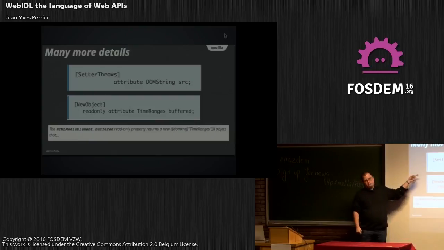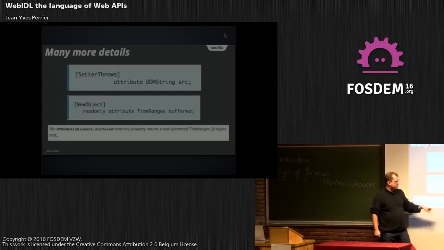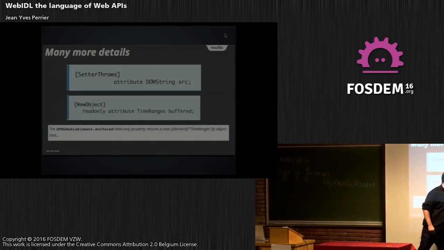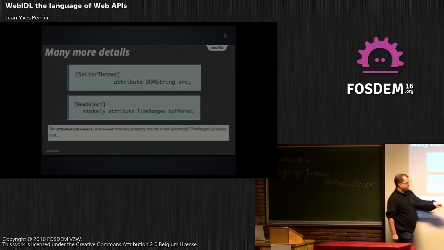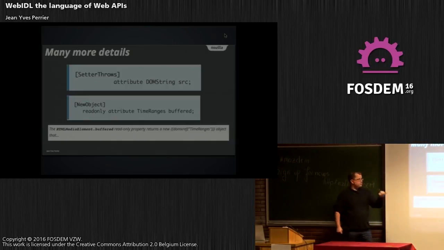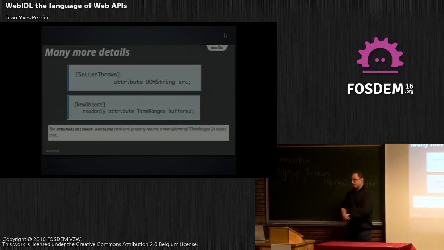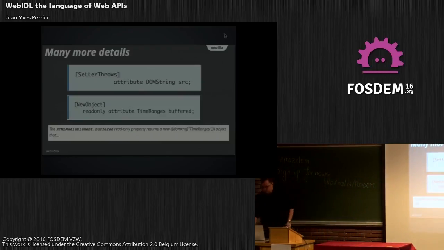And these kinds of things are really important for the people writing the documentation. I have here, with HTMLMediaElement buffered, that it's a read-only property, it returns a TimeRanges, and it's a new TimeRanges. So each time you call it, you get a new one. And this allows these two things to go inside the documentation.